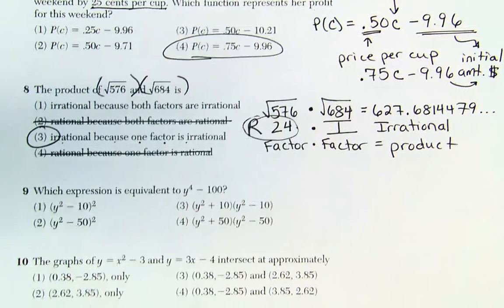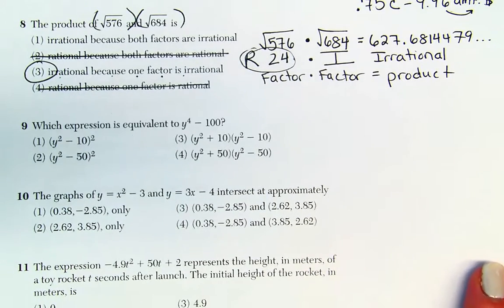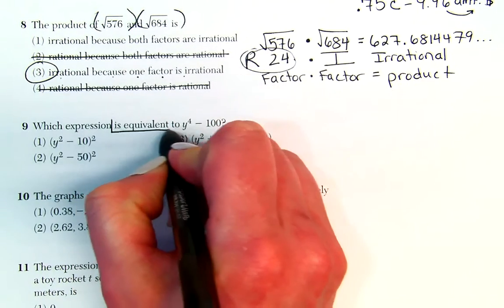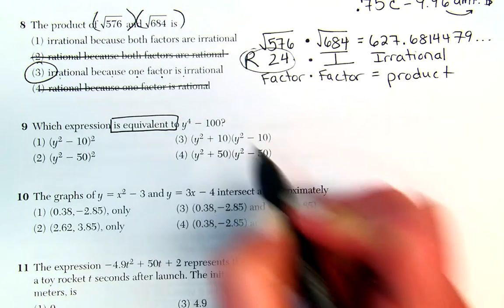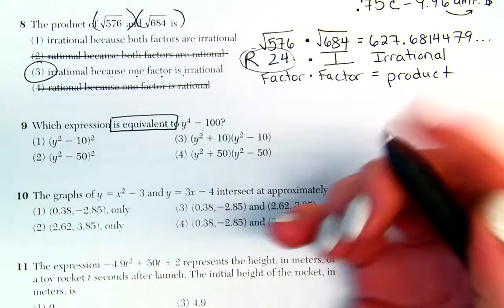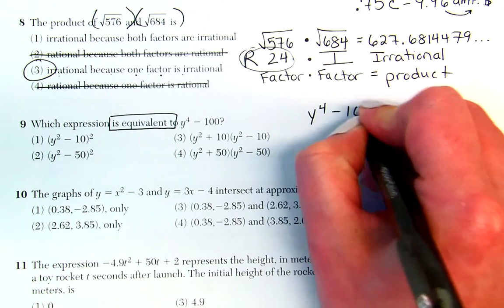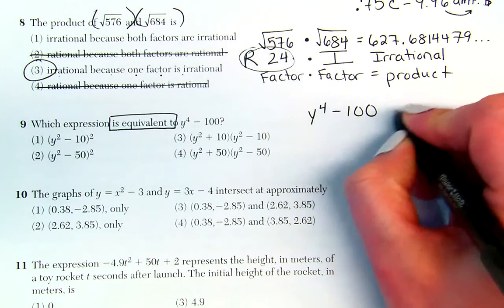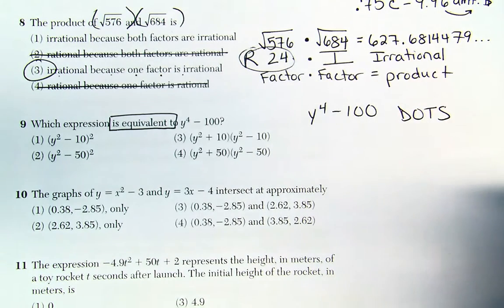All right, if we take a look at example number 9, which expression is equivalent to y to the fourth minus 100. Just looking at my choices, it looks like they factored y to the fourth minus 100. And you can factor this using the difference of two perfect squares, also known as DOTS.